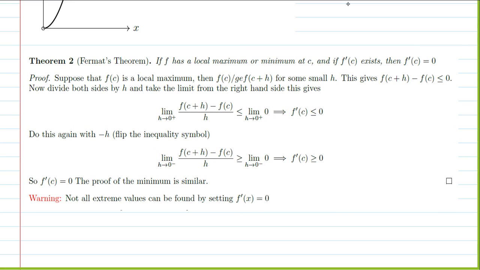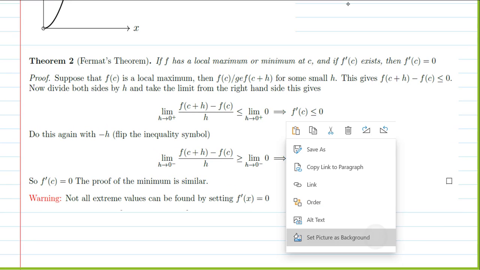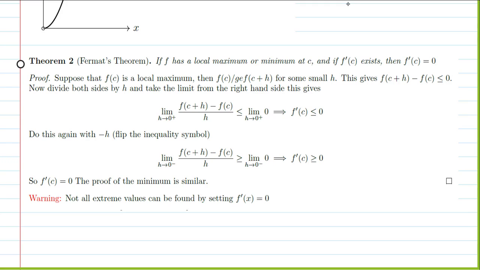So it says if f of x has a local maximum or local minimum at c, and if f prime of c exists, then f prime of c is equal to 0. So when we look at this, it's not quite what we want, which would be if f prime of c equals 0, then we have a local max or a local min. But we know that statement's not true. This says if it has a local max or a local min, and if f prime of c exists, then f prime of c is equal to 0.